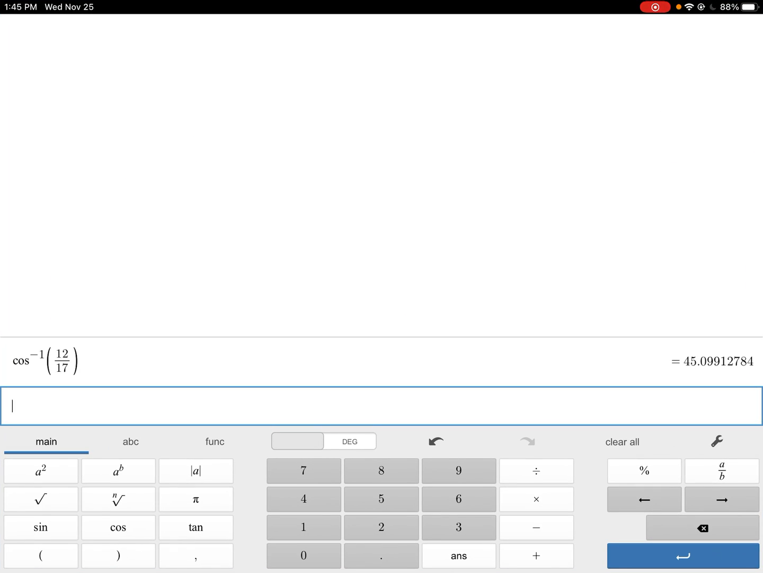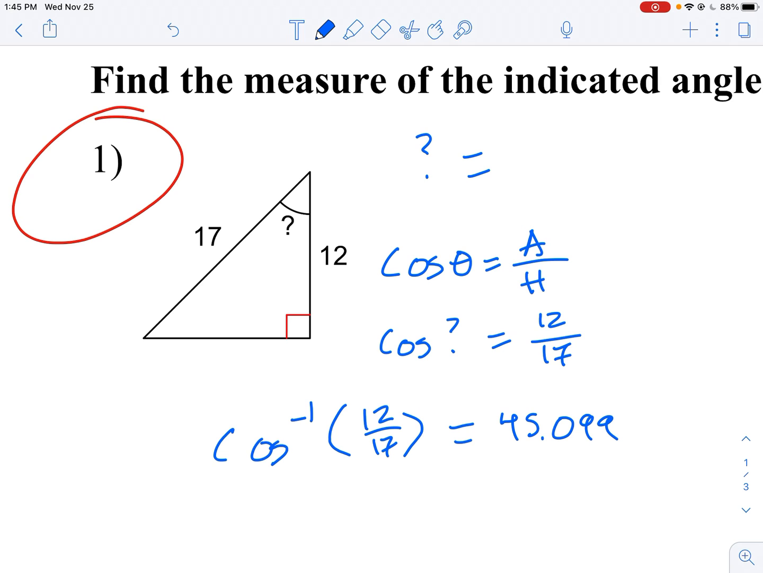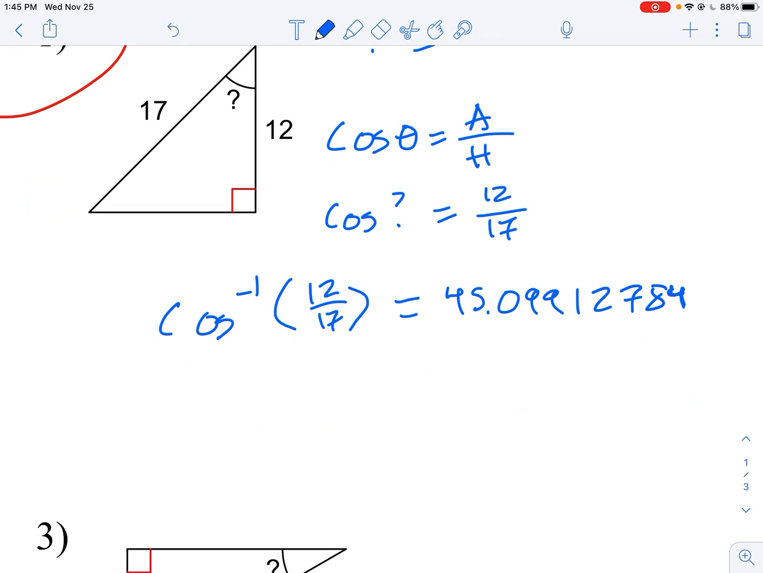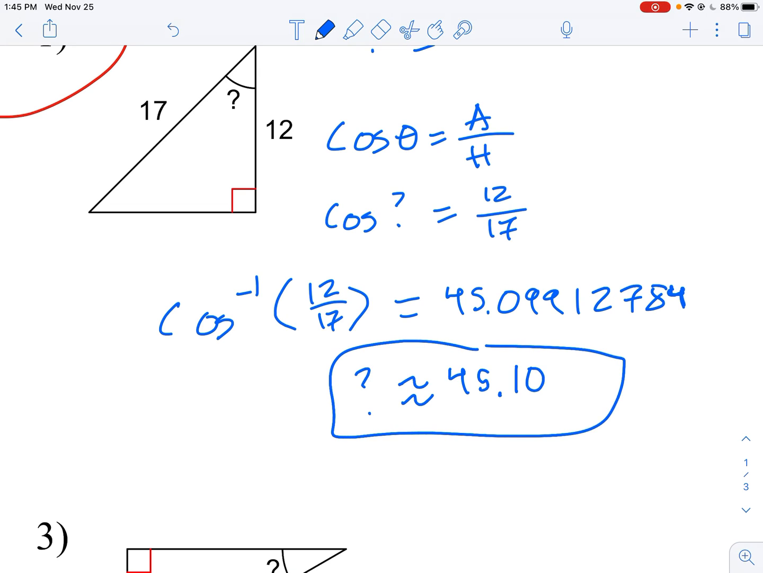What else do we have? Open up 1, 2, 7, 8, 4. I'm just putting these here so you can see them. And we're going to round this off. So that's going to be about 45. If we round to the second decimal place, we look at the next number, it's 5 or bigger, so it's going to round up, which makes this turn into 10 instead of just 9. So I'm going to put 10. And so that is actually our angle measurement there, about 45.10 degrees.